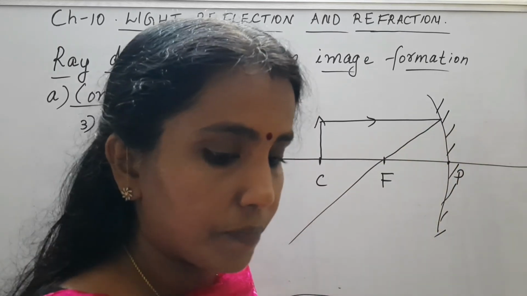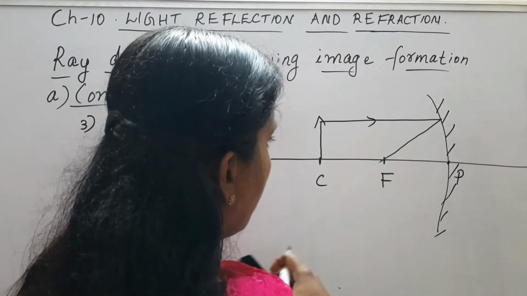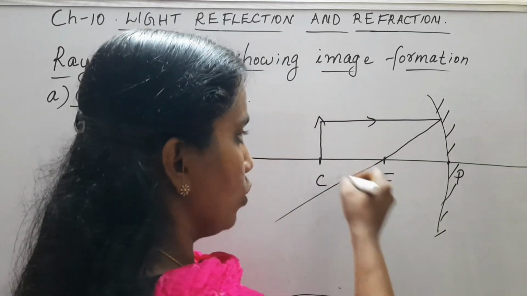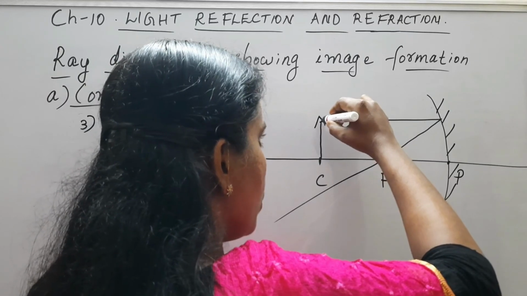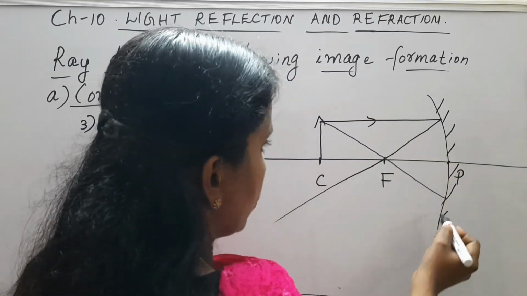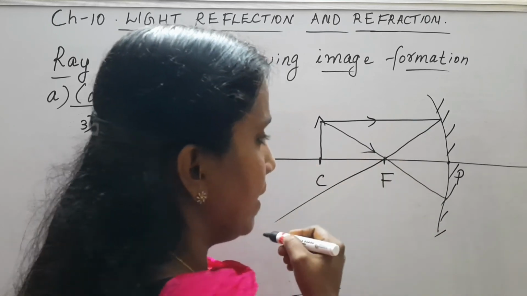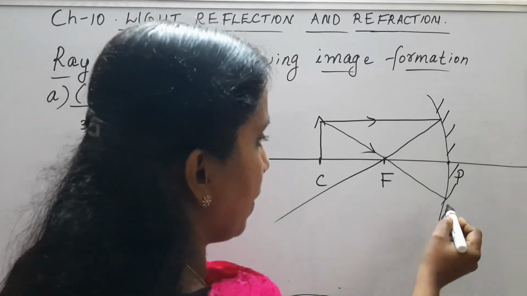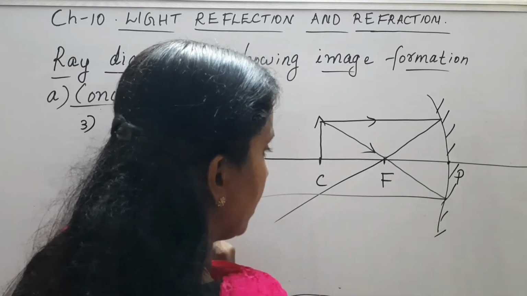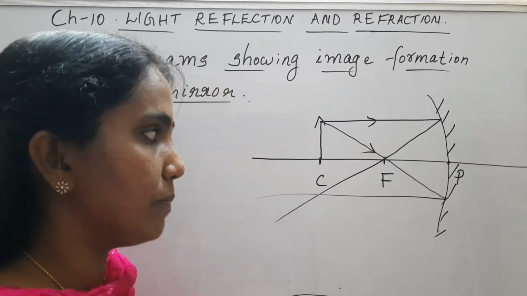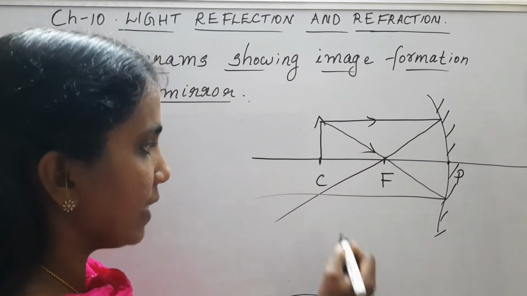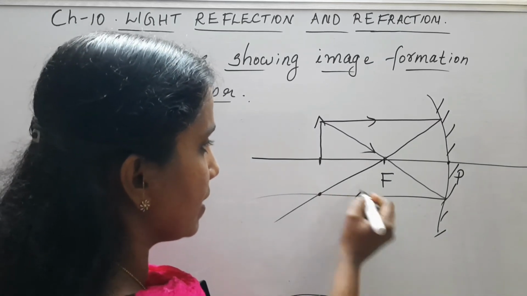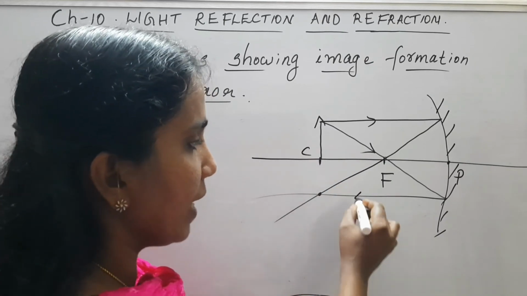Okay, now the second ray we cannot choose through C, so we'll choose the one through F. When the incident ray is passing through the focus, the reflected ray will be parallel to the principal axis. So you have to draw the reflected ray to be parallel to the principal axis. Okay, so you are getting the image also at C. Did you see? So this is the point of intersection. At the point of intersection, you will get the image.